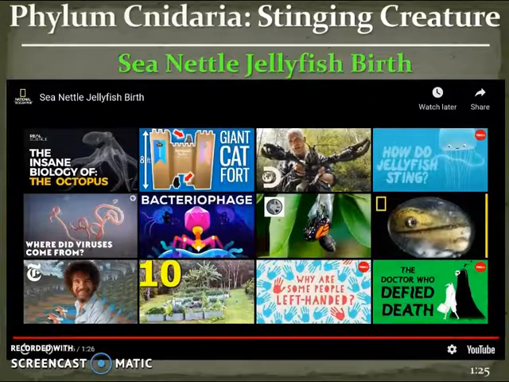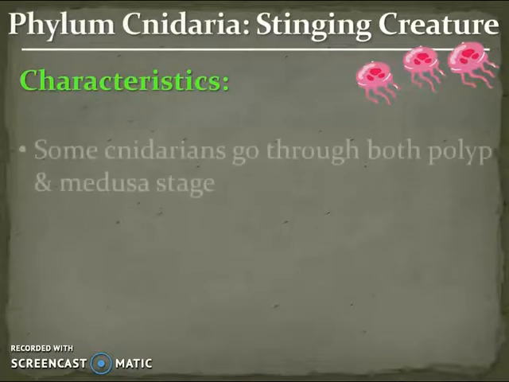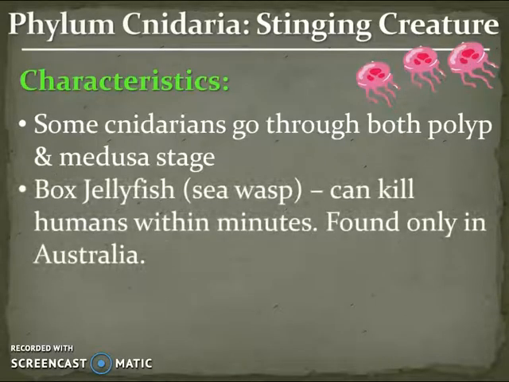All right, let's talk about a couple cool characteristics of Cnidaria. The first one is that some of them go through both the polyp and the medusa stage, so they are both sessile and they are free-floating. The box jellyfish, or the sea wasp, can kill humans within minutes, but it's only found in Australia.